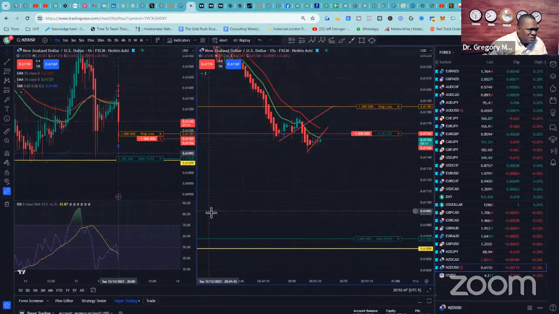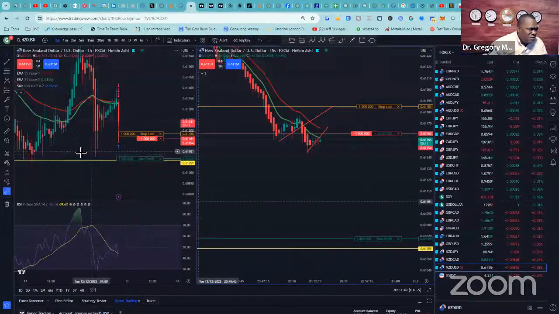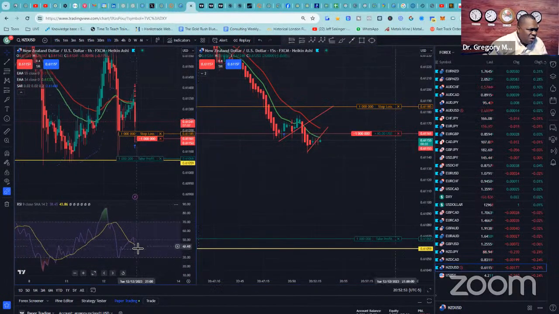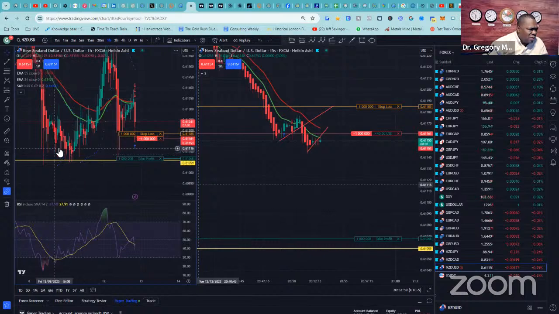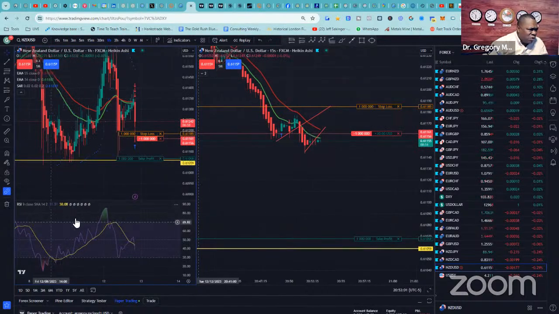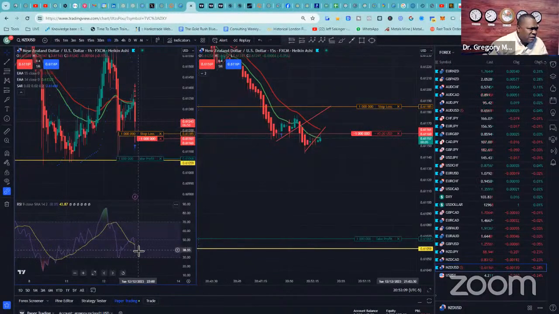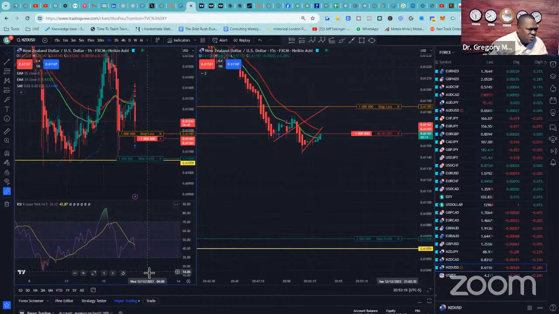I'm watching it though. I mean, we're really close to support. There are lots of long wicks there. RSI though is still below the 50. There's just lots of long wicks in there, so it's lots of broken support. I'll keep my eye on this RSI. Ooh, kind of turning.